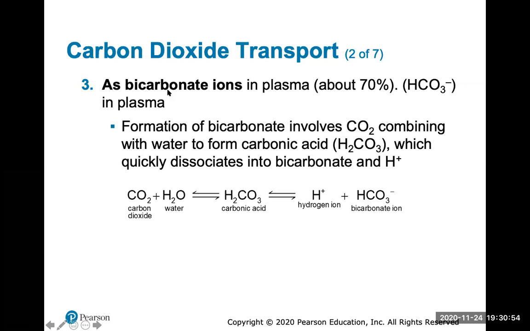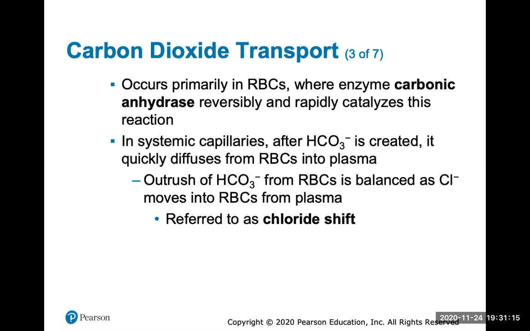But most carbon dioxide is transported in the blood as bicarbonate ions, and this is what I do want you to know. This is abbreviated HCO3 negative. The formation of bicarbonate involves carbon dioxide combining with water to form carbonic acid, which quickly dissociates into bicarbonate ion and a hydrogen ion. It occurs primarily in red blood cells, where this enzyme is able to catalyze the reaction. In systemic capillaries, after the bicarbonate is created, it quickly diffuses from red blood cells into the plasma.